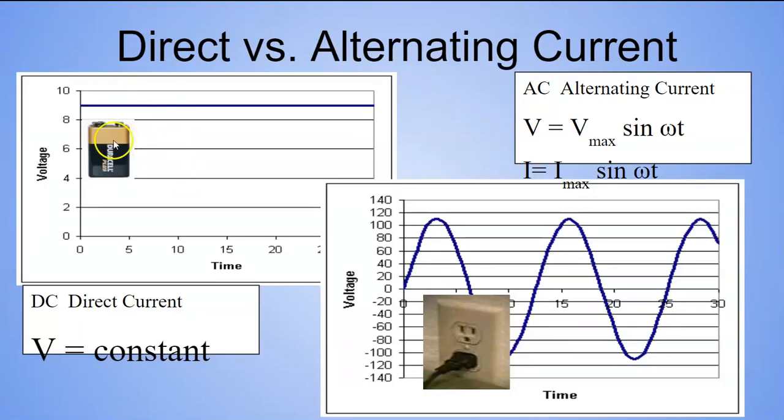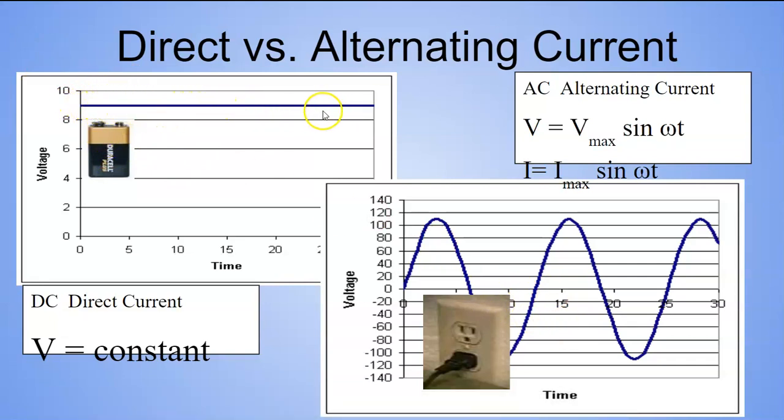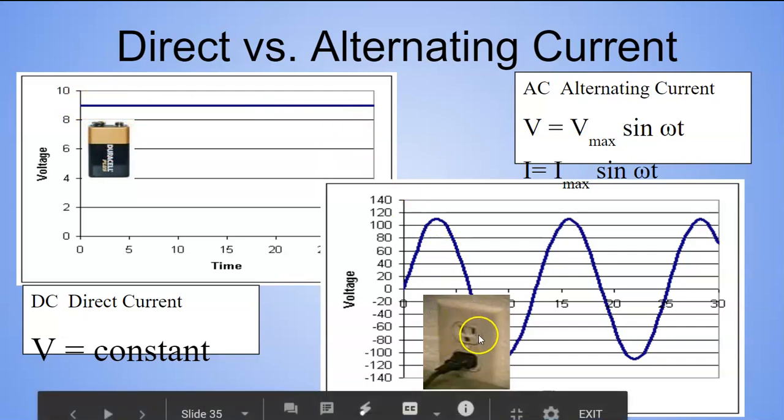You probably know that there's direct and alternating current. Direct current is always the same. If you have a 9-volt battery and you graph the voltage, it would always be 9 volts until the battery died. Down here I've got a wall outlet, and it's putting out 110, 120 volts, but that is alternating back and forth. It's positive, negative, switching back and forth like that.